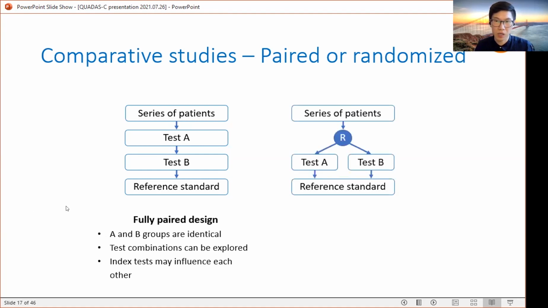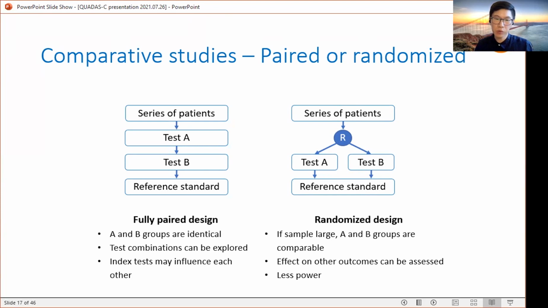Then we better randomize patients to one index test or the other by randomization. And if sample size is large, randomization will ensure that A and B groups will be comparable in terms of factors affecting test accuracy. Another advantage of randomized designs is that you can also assess the effects of the tests other than accuracy, such as direct harmful effects of the test, which, for example, is relevant if you have biopsy as a test, maybe. However, randomized designs or other unpaired designs typically have less power than paired designs.